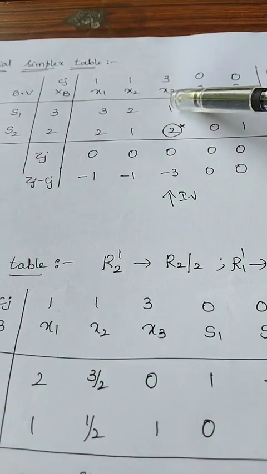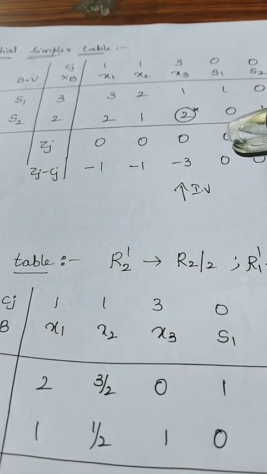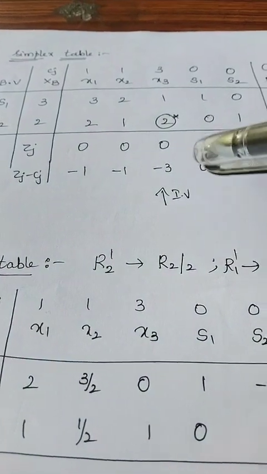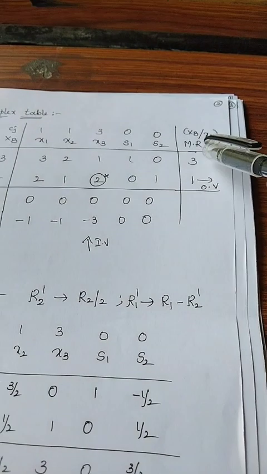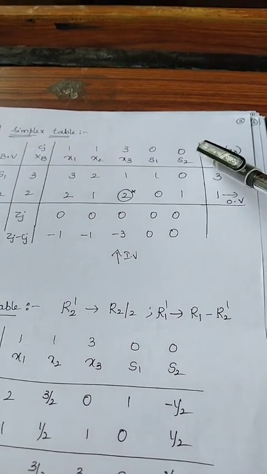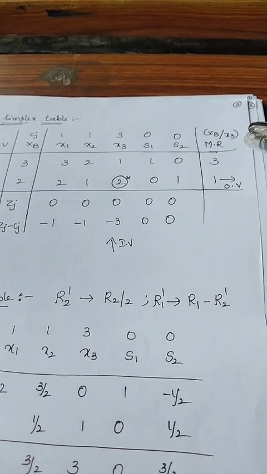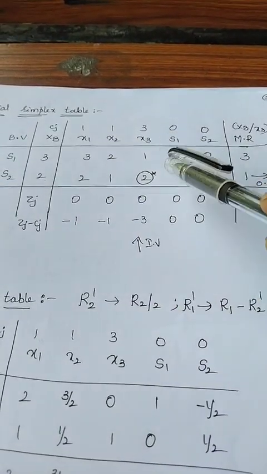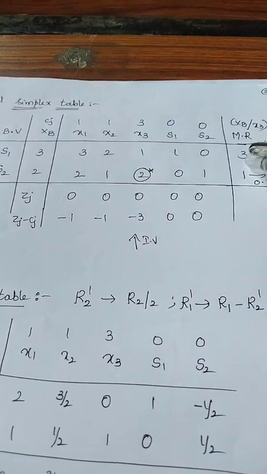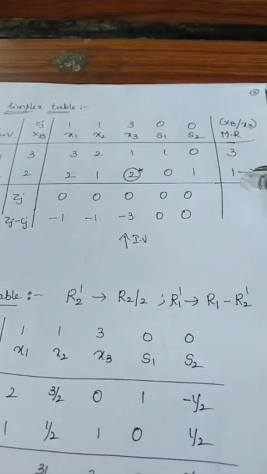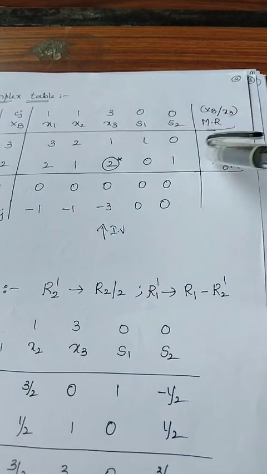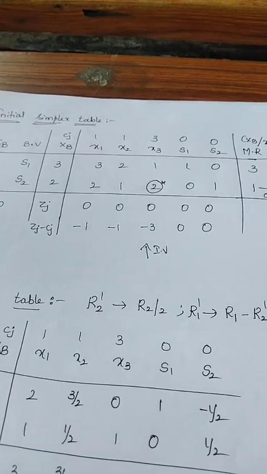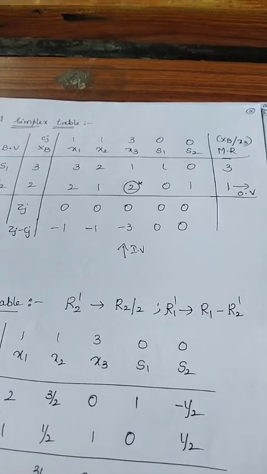After finding out the incoming variable, we have to find out the outgoing variable. How we are going to find out the outgoing variable? The formula is minimum ratio is equal to XB by x3. x3 is the incoming variable. XB is 3, x3 is 1. 3 by 1, how much you will get? 3. 2 by 2, how much you will get? 1. As it is the minimum ratio, we are going to make the minimum value as your outgoing variable.